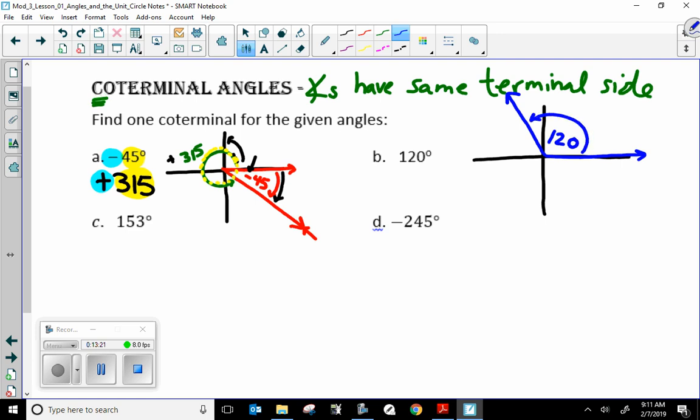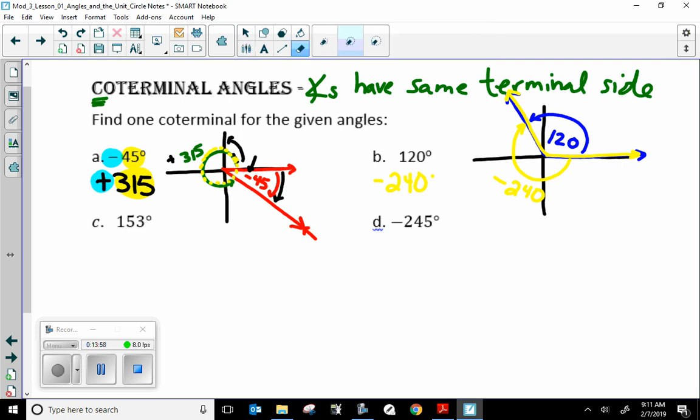Okay. So I want an angle that also starts here, that also ends here. But I'm going to go in the opposite direction. Guess what? 240 and 120 give me my 360 degree circle. However, 240 went in a clockwise motion. You got to make sure you tell it, okay, well, I went backwards, so it's negative. Okay? So negative 240 degrees. That's one coterminal angle.